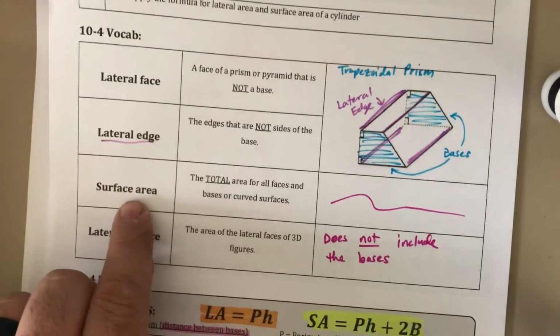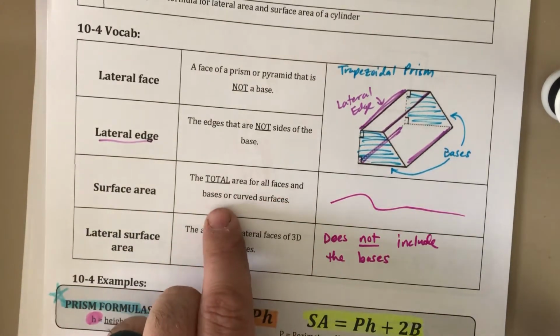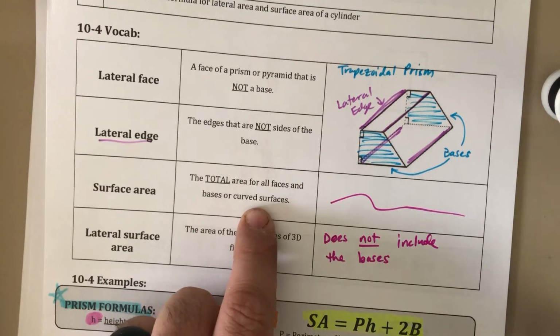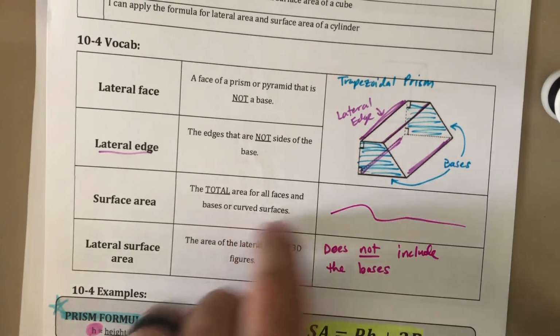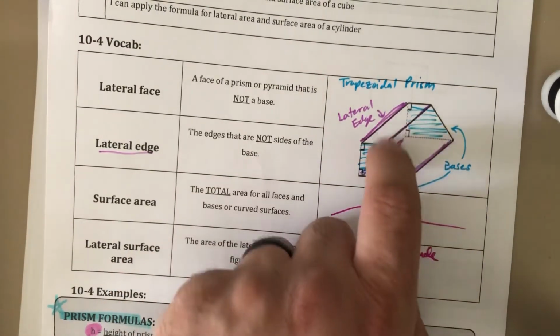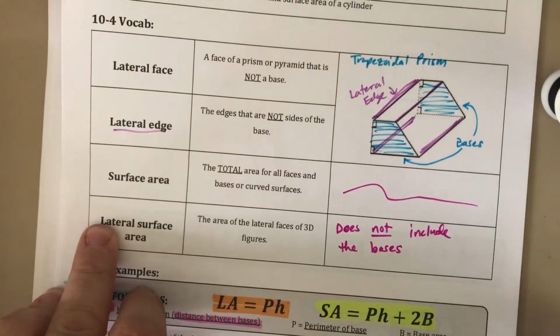All right, surface area. Surface area is the total area for all the faces and bases, or curved surfaces, if you're talking about a cylinder or a cone. There are some curved surfaces. They're still part of it. So it's just, what is the total area of everything on the outside of this three-dimensional object? That's surface area. Then there's lateral surface area, or we'll just call it lateral area.